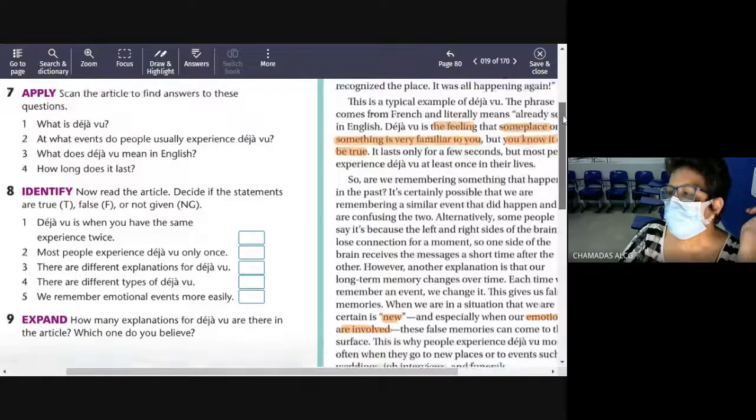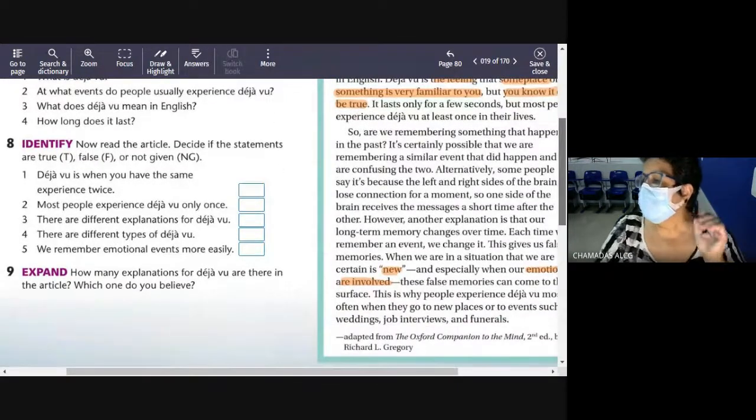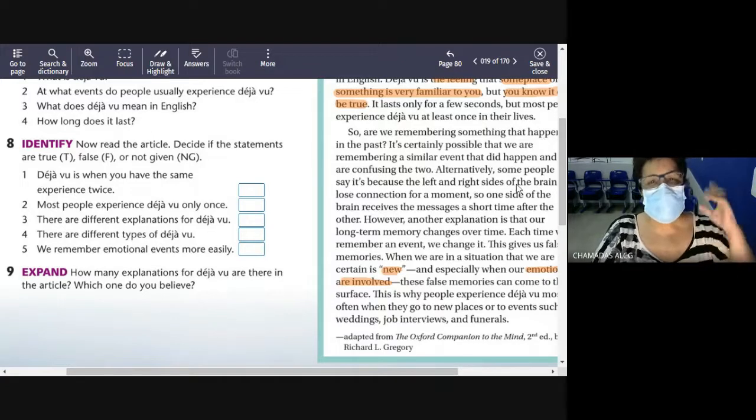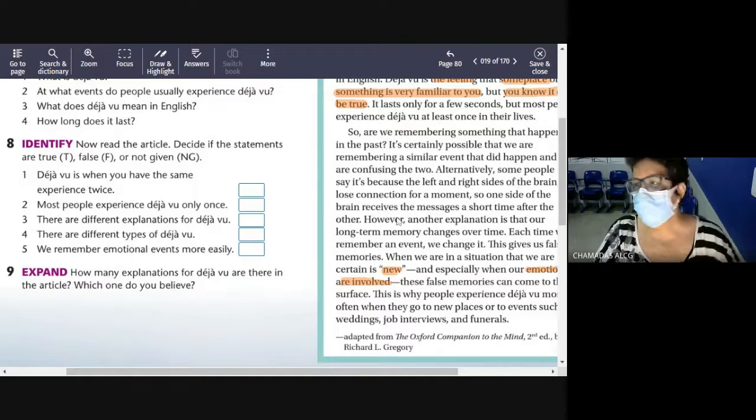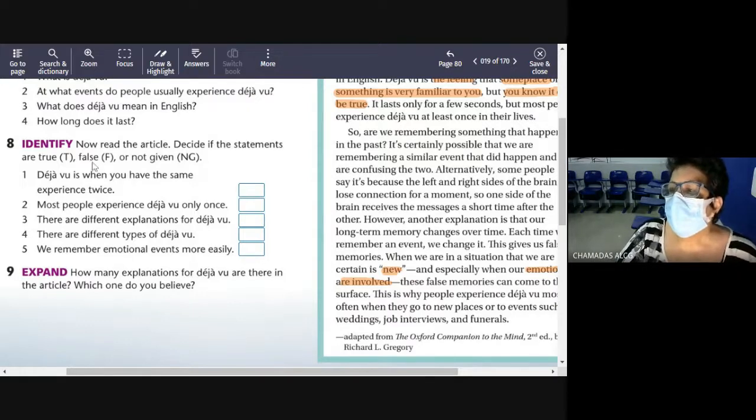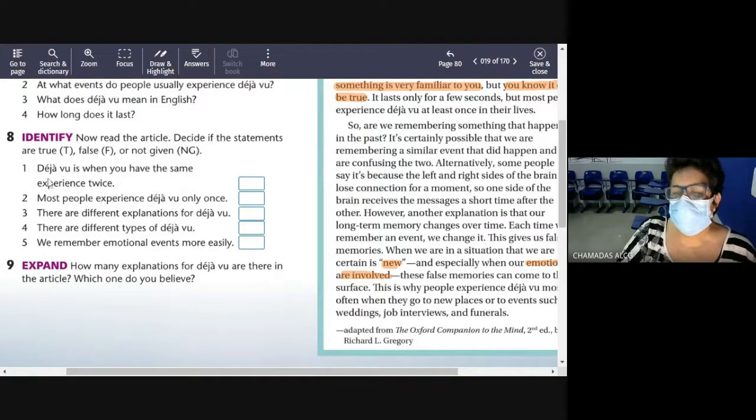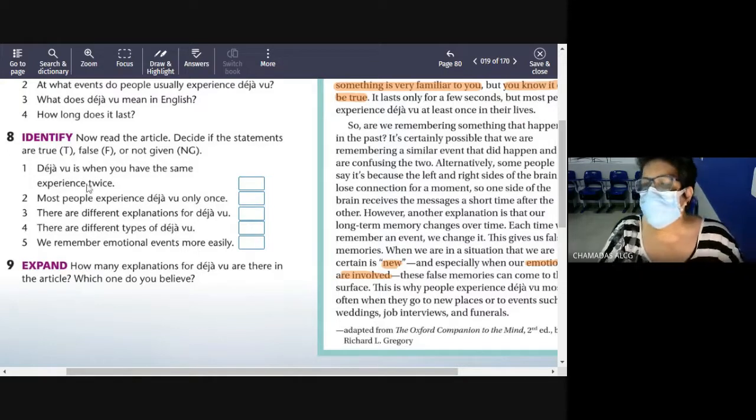Fantastic. So you see, we didn't have to read the text over and over. Just the first reading was enough to answer the questions, okay? Now, read the article. Decide if the statements are true, false, or not given, okay? So, let's take a look at the first one, and then you do the others.